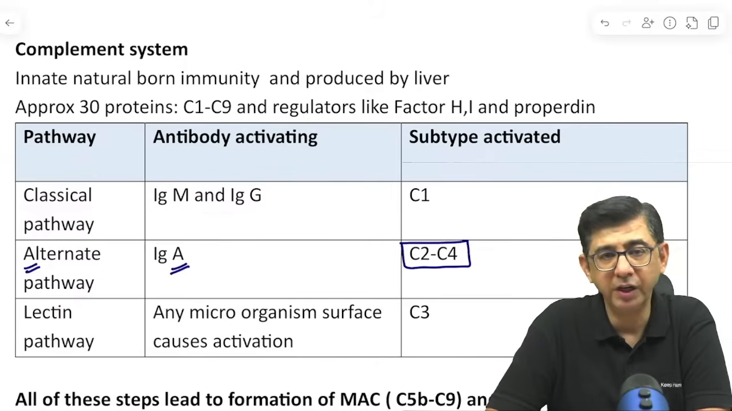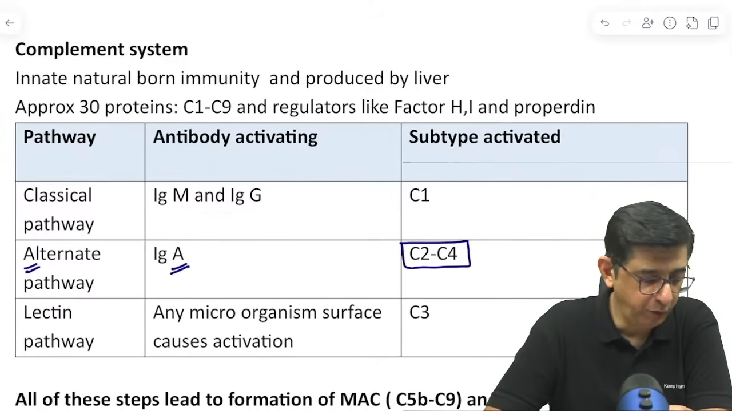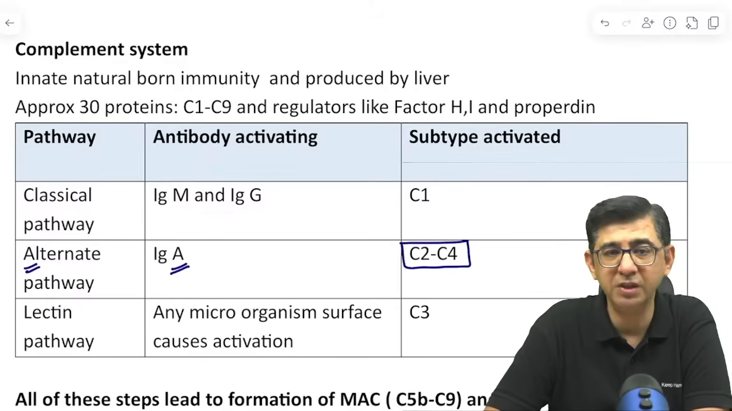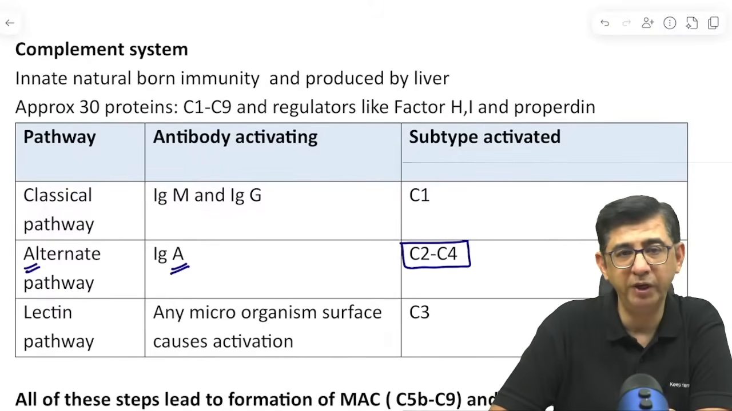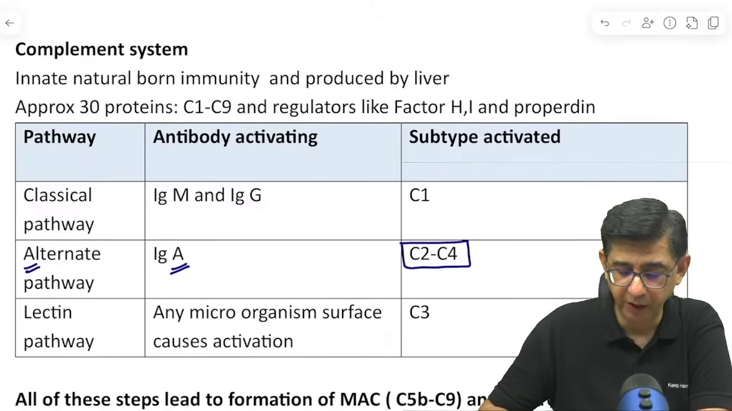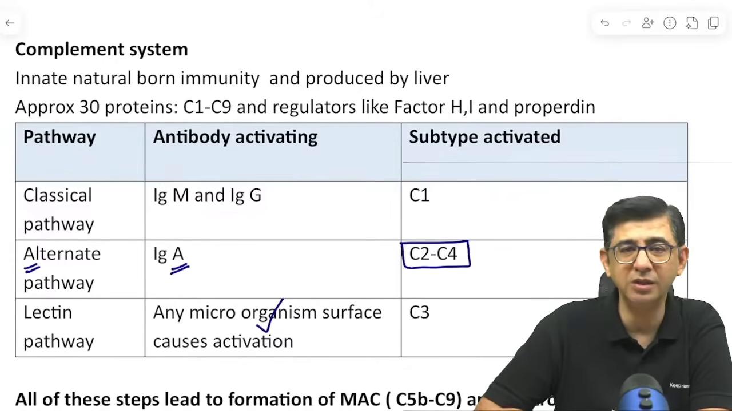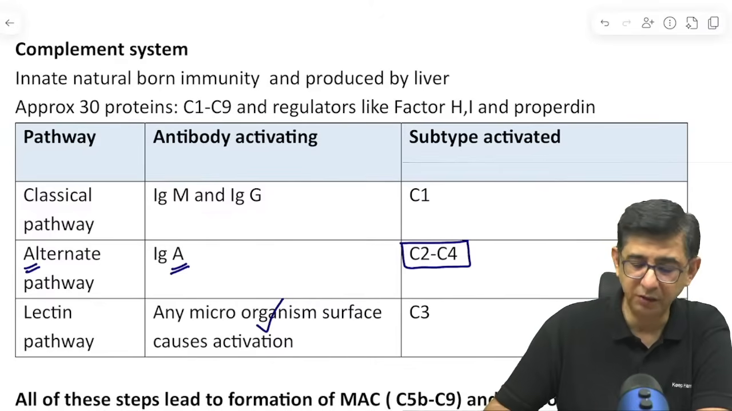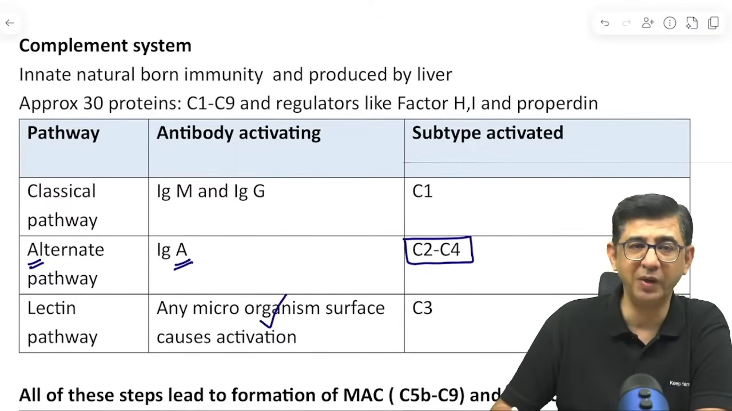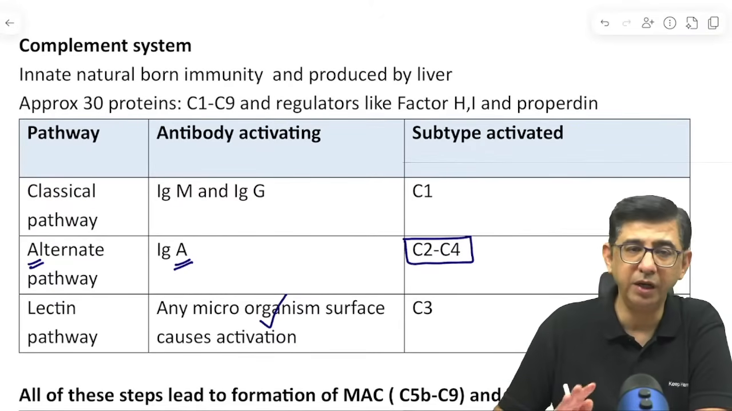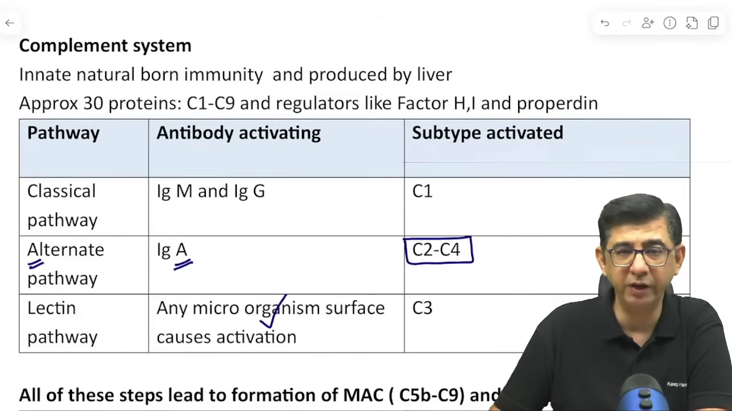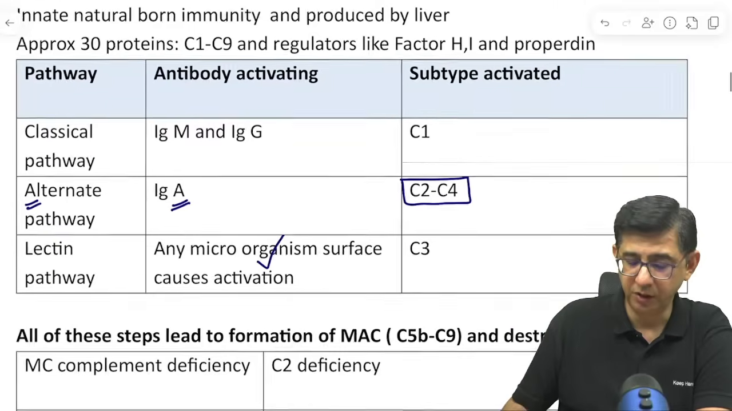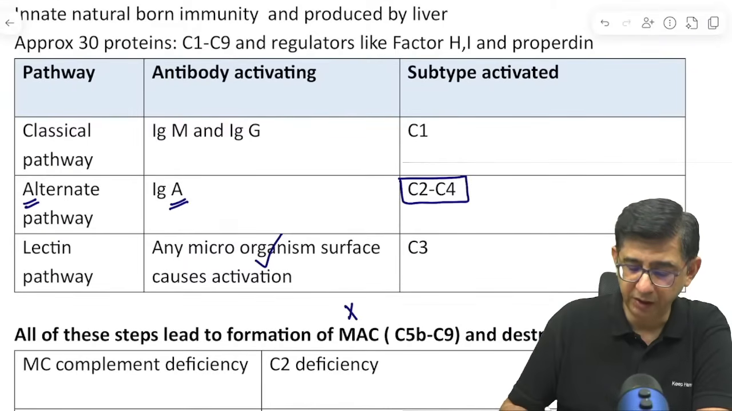In contrast, when it comes to classical pathway, two common antibodies would be involved, that is IgM and IgG, and the complement system activated would be C1. The third method in complement is lectin pathway, which would be activated by lectin component present in the cell wall of various bacteria, and C3 gets activated. So it is like C1, then C2 to C4 and C3 respectively. Try to remember the data at least for the alternate complement pathway, IgA C2 to C4. Then all of these steps would ultimately result in formation of membrane attack complex that they love to ask.